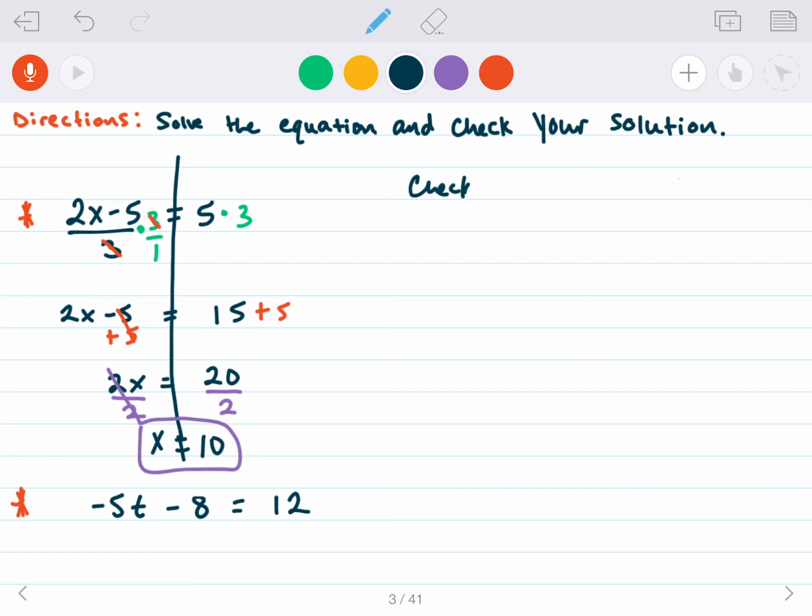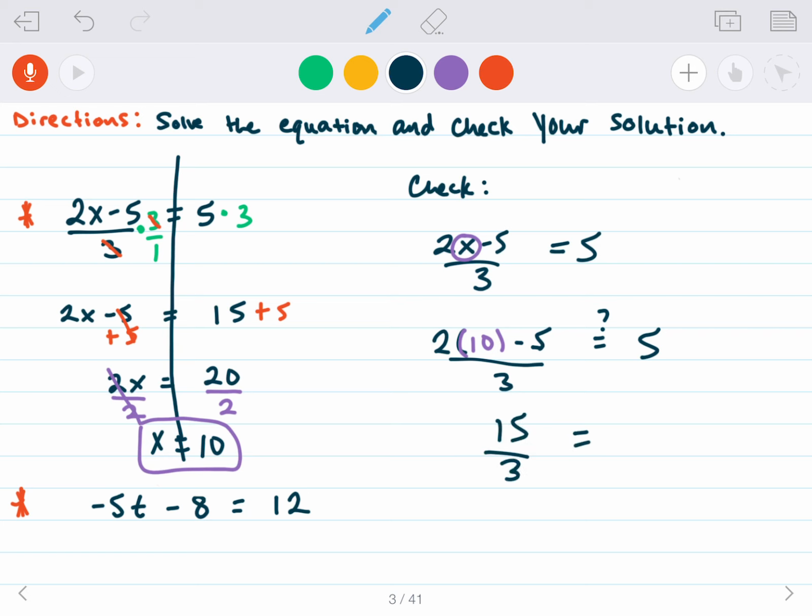I can check myself with the original equation, 2x minus 5 over 3 equals 5. To check myself, I just plug in 10 for x and see if it's true. So I have 2 times 10 minus 5 over 3. Is it true that that equals 5? Well, on top, 2 times 10, 20 minus 5 is 15, so I get 15 divided by 3 equals 5. Is that true? Yeah, that's true. 15 divided by 3 is 5. So that's true, so we did it correctly.